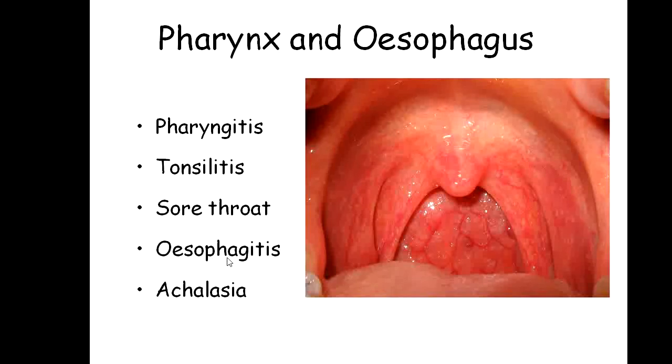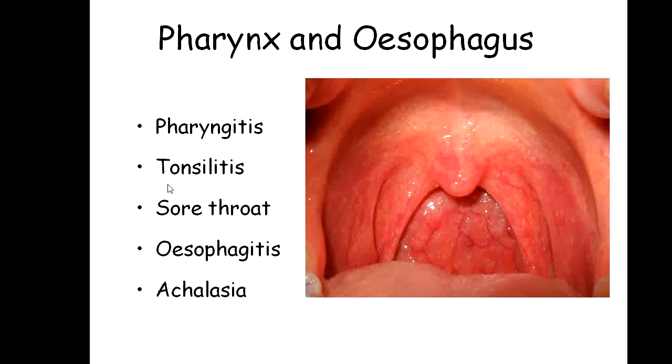Esophagitis is the inflammation of esophagus. The sore throat may be caused by Staph aureus, Streptococcus aureus, which I have explained to you already. And the Staph aureus or the Streptococcus aureus is the main cause of the sore throat, while the tonsillitis is actually the inflammation of the lymph node of the throat.